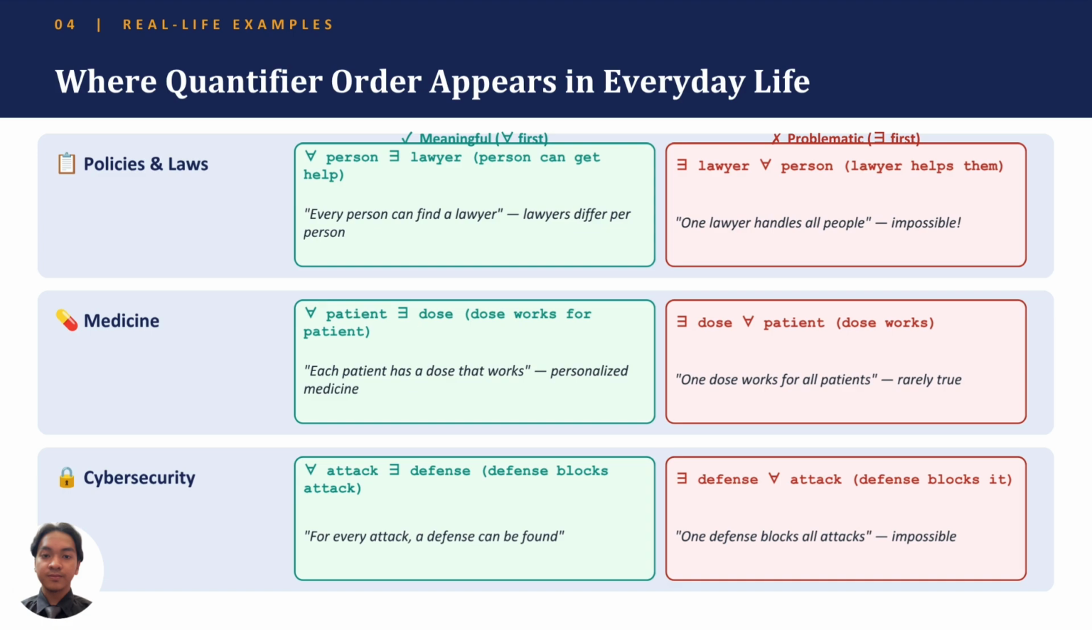For medicine, each patient has a dose that works. So for all patients, there exists some dose. The problem is that not all doses can work. One dose works for all patients? Not every dose can work for all patients. Some patients cannot accept that dose. So that's all. Thank you.